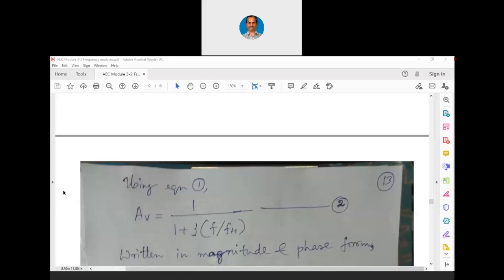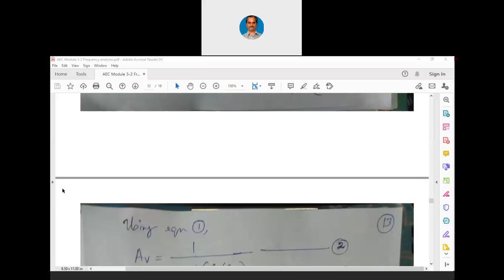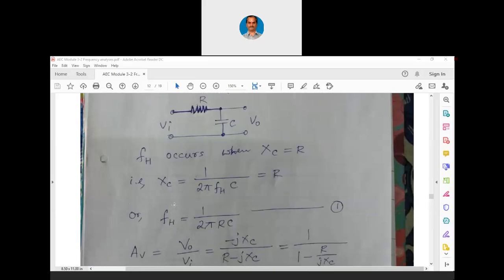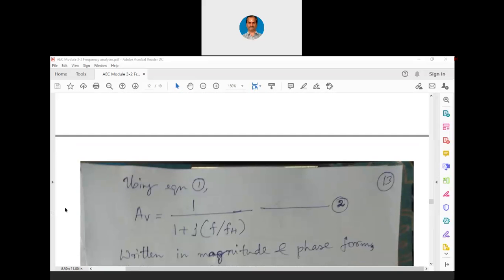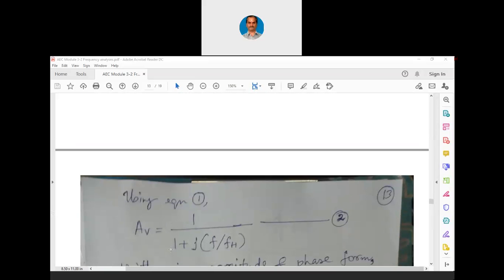Let us use this further. Now using that equation 1. Equation 1 was what? Equation 1 was Fh equals 1 by 2 pi RC. Now using that, we can write AV equals 1 by 1 plus J into F by Fh.